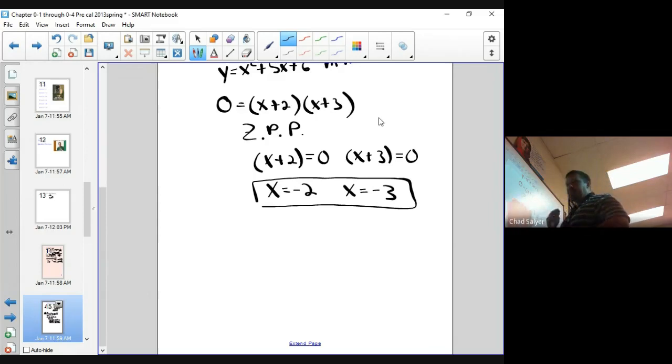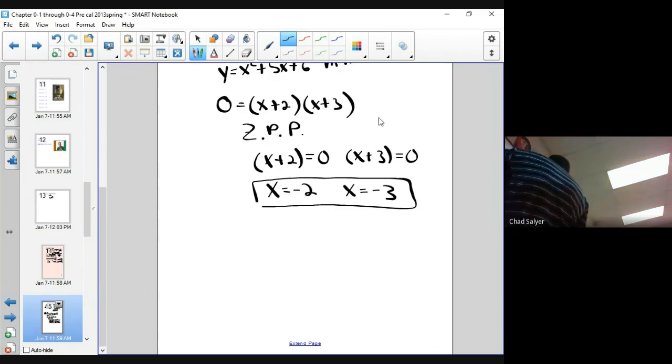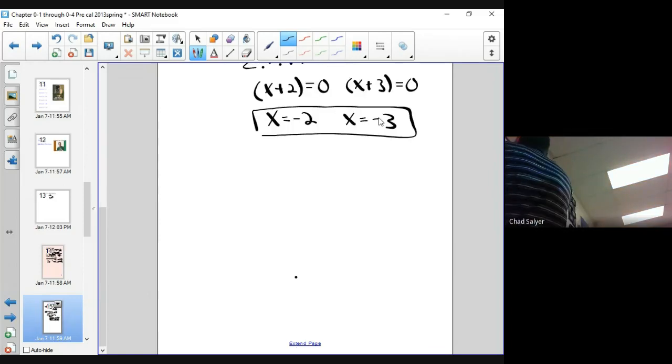So that's factoring. There's a more complex method of factoring that we'll get into later in chapter 1 and then also in chapter 2. But for now, just remember that factoring is a way to solve a quadratic. Next, we have completing the square.